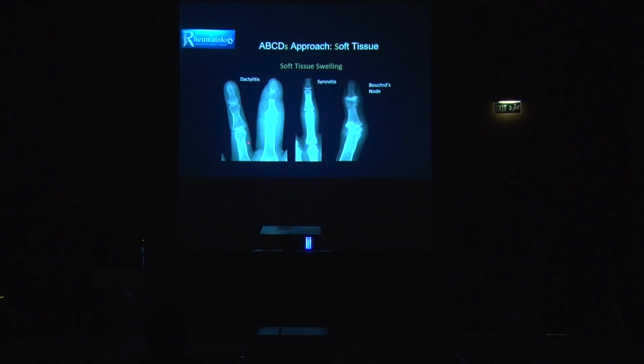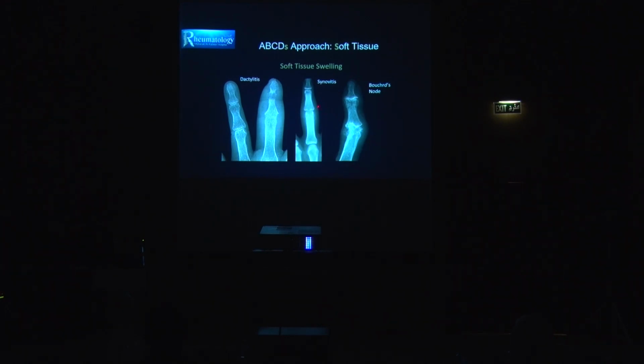Another sign we can see is soft tissue swelling, for example. So this is a patient. This finger is normal, but this finger is grossly swollen, right? It's very obvious. And the swelling involves the whole digit. So this is what we call the sausage digit. This is dactylitis, which is visible on the X-ray.